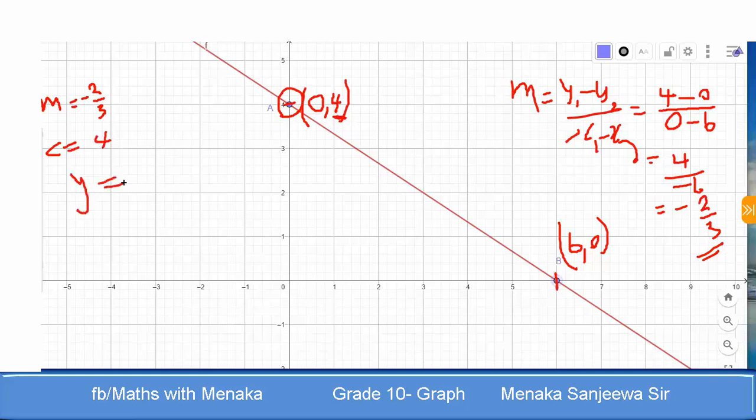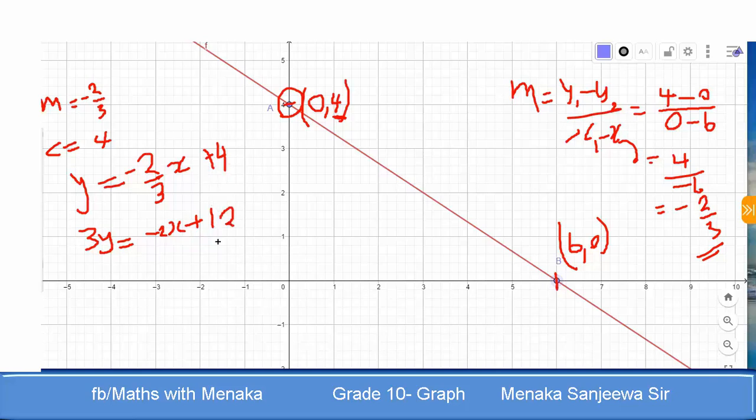Y equal minus 2 over 3x plus 4. If you want, you can rearrange this formula. Look at here. Now multiply everything by 3. Then 3y. When you multiply this term by 3, it becomes minus 2x. Plus, when you multiply this term, plus 4 by 3, it becomes 12. Okay. These two equations are same.